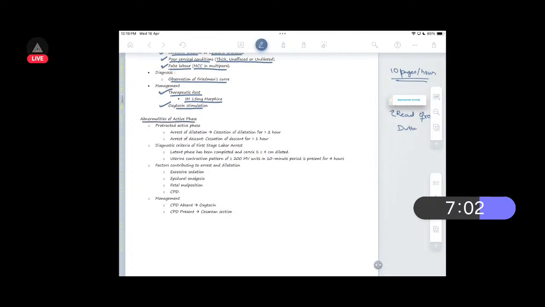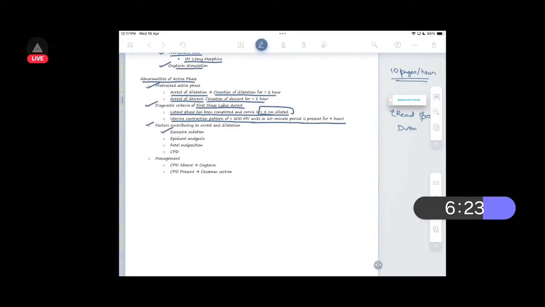Abnormalities of the active phase: you have protracted active phase, which is arrest of dilatation, cessation of dilatation for more than 2 hours. Arrest of descent is cessation of descent for more than 1 hour. Diagnostic criteria for first stage labor arrest: the latent phase has been completed and the cervix is more than 4 cm dilated, with a uterine contraction pattern of more than 200 Montevideo units in a 10-minute period, present for 4 hours. Factors contributing to arrest of dilatation are excessive sedation, epidural analgesia, fetal malposition, and cephalopelvic disproportion.